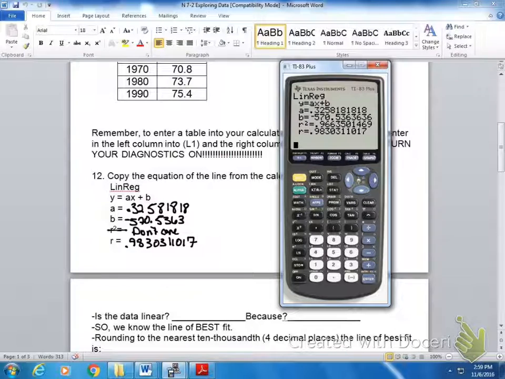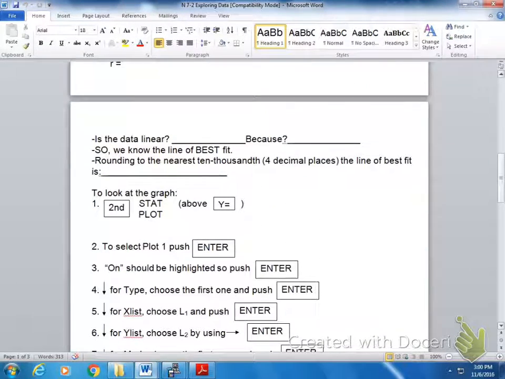Now, we know from a previous lesson that if R equals 1 or negative 1, we have a linear equation. Well, in this case, we don't really have one, but it's really close to 1. So we're going to look at the next page. Make sure you have those written down. They should be in your calculator. So let's answer a couple of questions real quick.